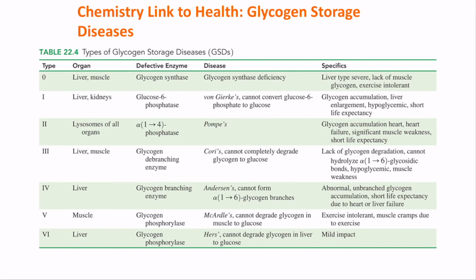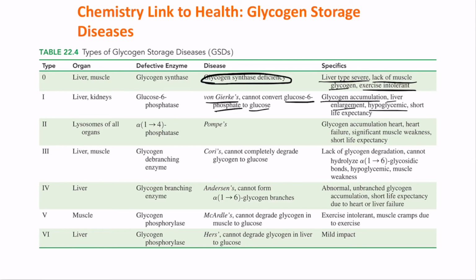One of the common ones you will see is glycogen synthase deficiency, which can cause a severe liver type and lack of muscle glycogen and exercise intolerance. You have von Gierke's disease, which cannot convert the glucose 6 phosphate to glucose, which ends up creating glycogen accumulation, liver enlargement, hypoglycemic behavior and short life expectancy.